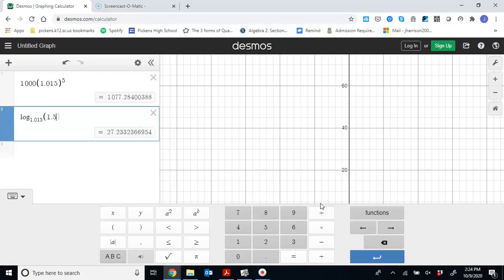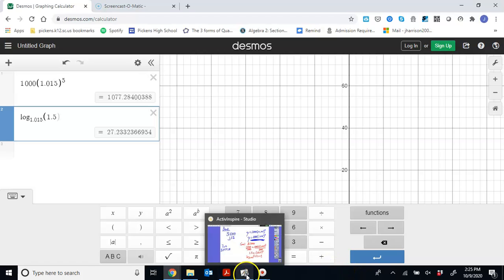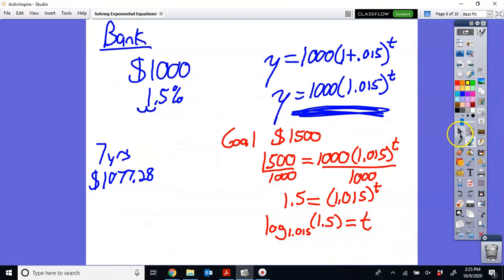So this is logarithm of 1.5, but the base number raised to this exponent should give me 1.5. 1.015 raised to the 27th power equals 1.5. That's what the definition of a logarithm says. And what it says in the case of this particular example is that the time that it's going to take me to get to that is going to be about 27.23 years.